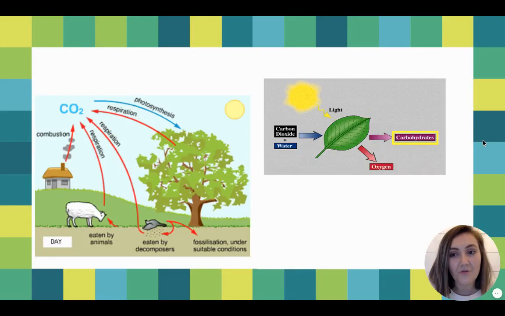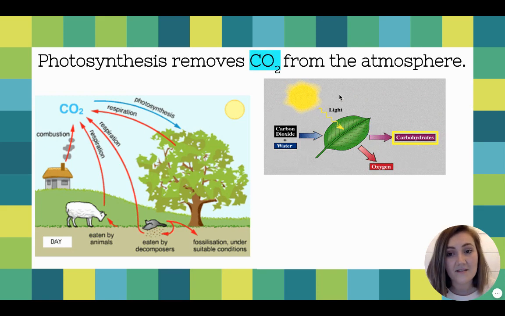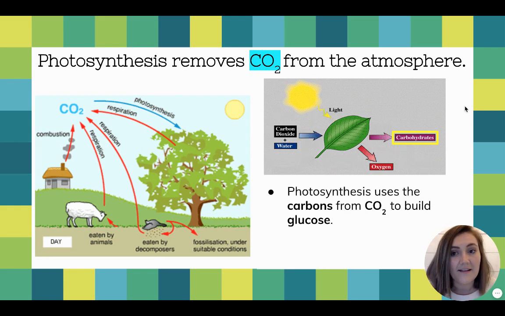All right, so we've seen this picture before. Throwing it back to ecology, we learned that there are certain processes that add or contribute carbon dioxide to the atmosphere. And there's really only one process that actually removes carbon dioxide from the atmosphere, and that process is photosynthesis. So photosynthesis is the only way that we can remove carbon dioxide from the atmosphere. What's happening in that process? Photosynthesis is using the carbons from carbon dioxide to build the glucose molecule.